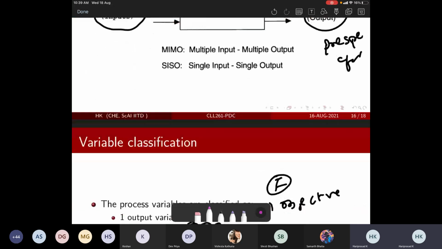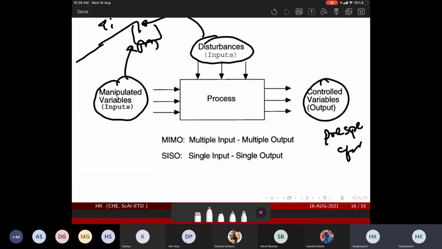So I would like to call them all input variables to the system, because they are all acting into the system. Out of this NF, a few could be manipulated, and a few you cannot have any control over, they could be disturbances. Is that clear? So NF, the number of degrees of freedom, is equal to the total number of variables minus the number of equations. Is this clear? Yes. So who was asking that question? Sruta. Yes, sir. It's clear now.